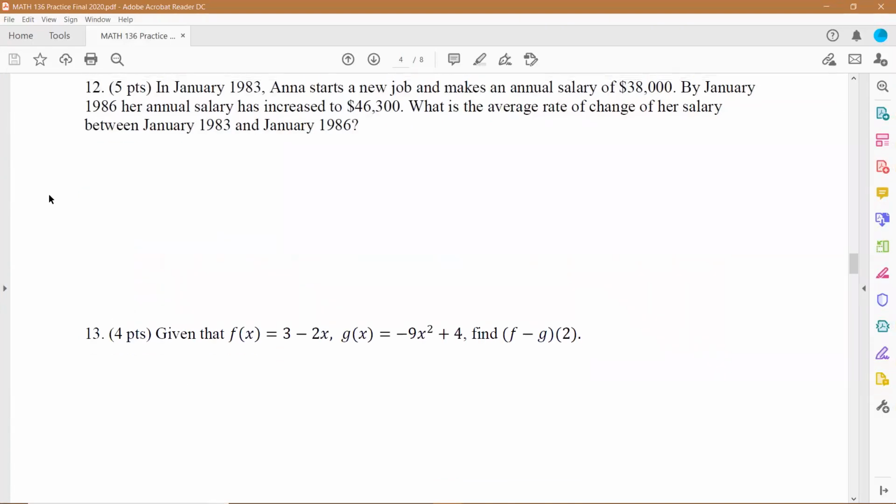Question 12 is an Algebra 1 problem. So in January of 1983, Anna started a new job and makes an annual salary of $38,000. By January of 1986, her annual salary has increased to $46,300. What is the average rate of change in her salaries between 1983 and 1986? Anybody know how to do this?